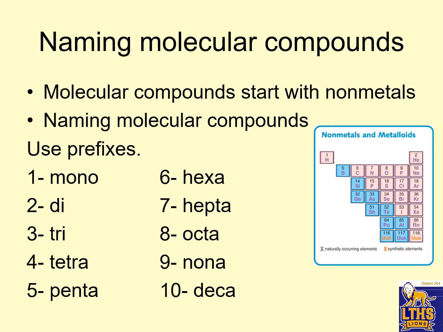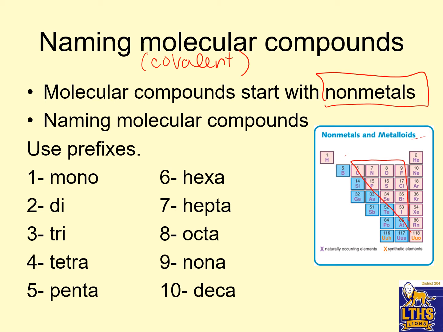So molecular compounds, and I'm also going to put the word covalent. When I talk about molecular, I'm talking about covalent compounds, which is the type of bond that's holding them together. Molecular compounds start with nonmetals. So we know where the nonmetals are on the periodic table. Any compound that starts with these is going to be molecular, right? Because it's molecular, it's not made of ions, so we can't put metals and nonmetals together. It's just going to be nonmetals bonding.